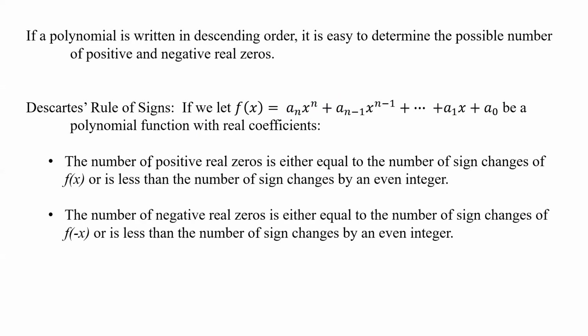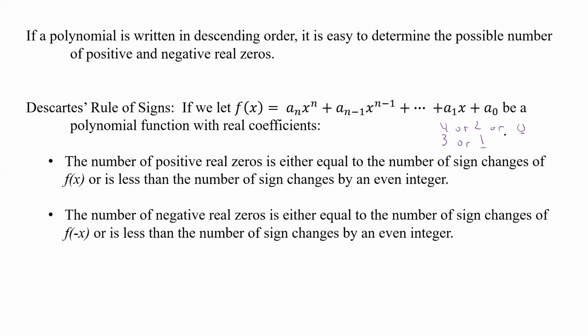Or if you have multiples, it's going to be that number less an even integer. So maybe you started and you found that there were 3 sign changes. You go down by an even number, so 3 or 1. Or it could be 4 or 2 or 0. So depending on how many sign changes you have, if you have an even number, you just keep going down until you get to 0. If you have an odd number, you go down until you get to 1. So depending on which way it is, you're going to go down that many.